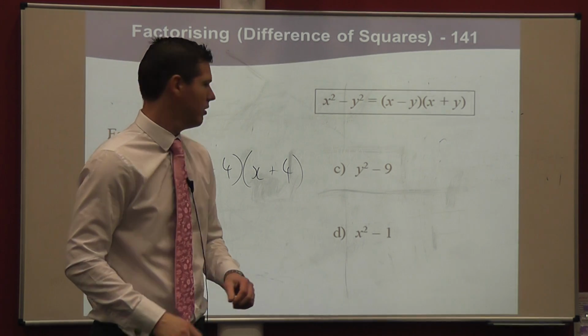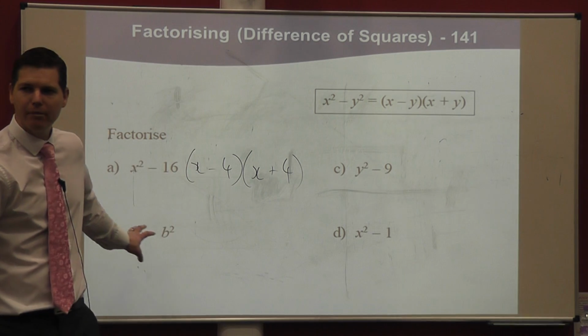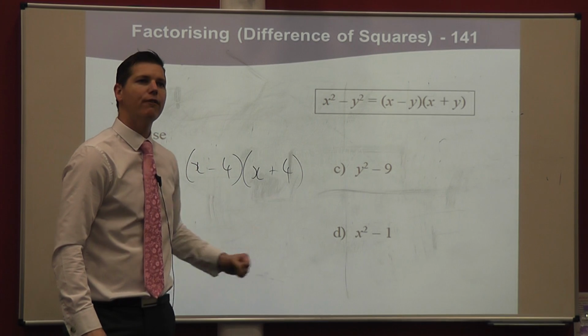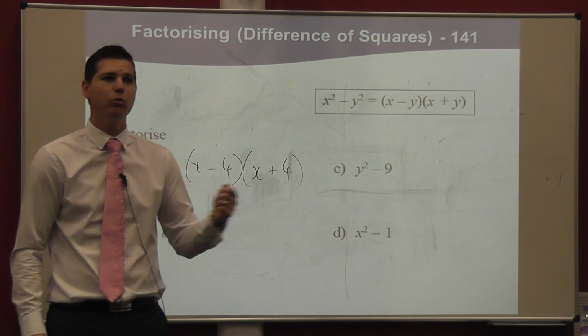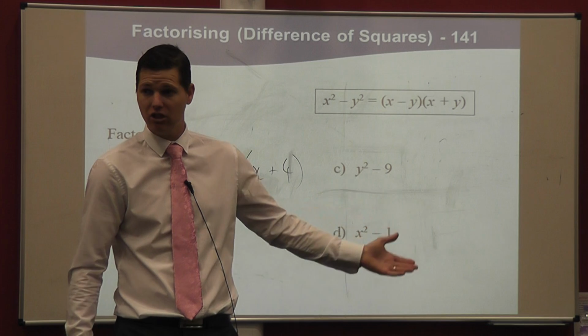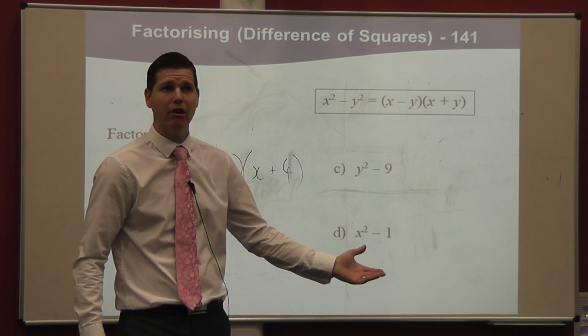Now, I'm going to be honest with you, you have to look for that pattern in a question. A factorisation question like this will be towards the end of the paper. It's definitely in the second half of the paper because it's a B grade skill.